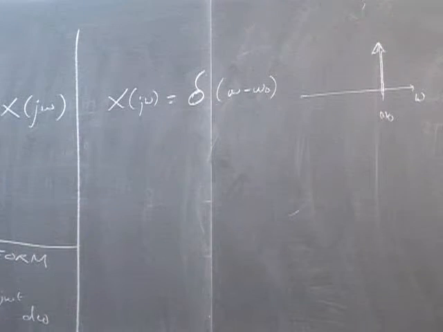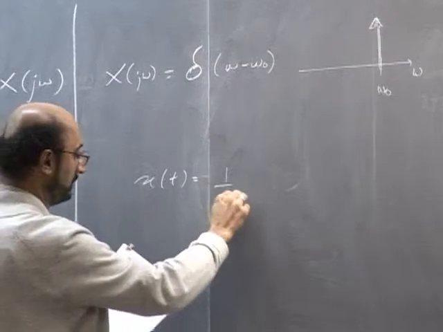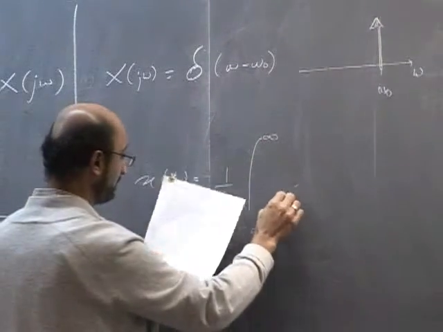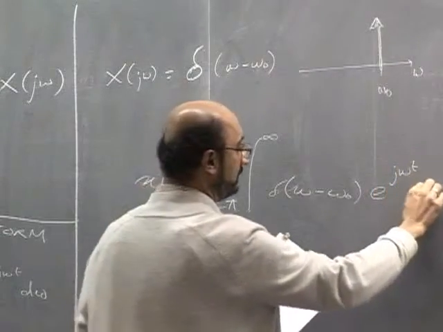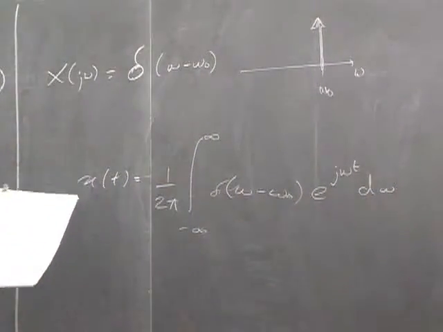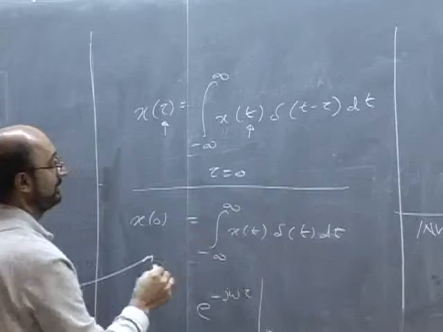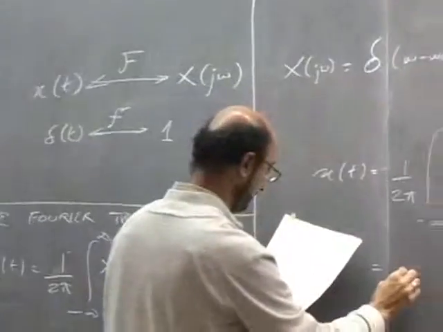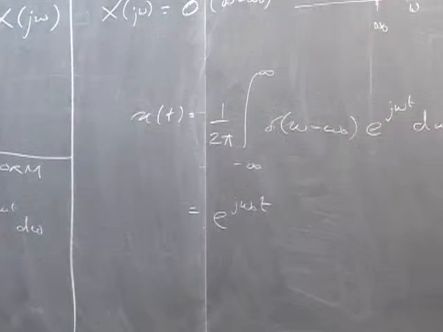So we can actually use the inverse Fourier transform to compute this. How do we do this? Well, x(t) is given by definition as 1 over 2π, the integral from minus infinity to infinity of X(jω), which is δ(ω − ω₀), times e^(jωt) dω. And now we can use the same trick over here to say that this is equal to e^(jω₀t) over 2π.